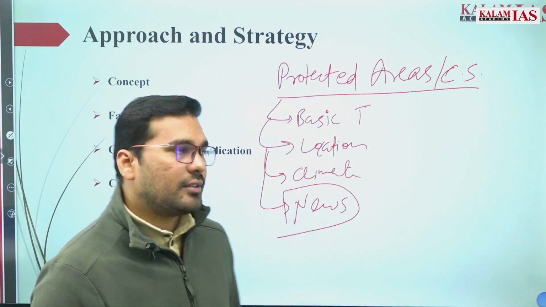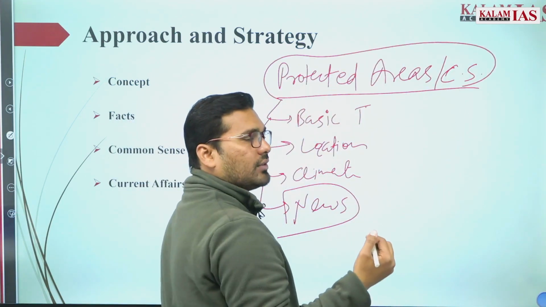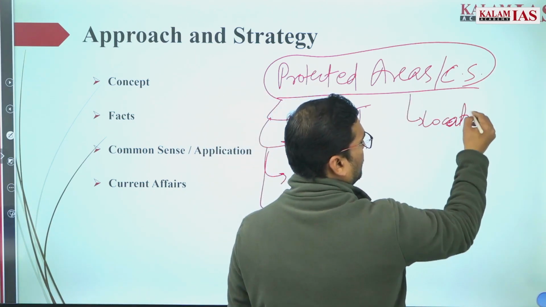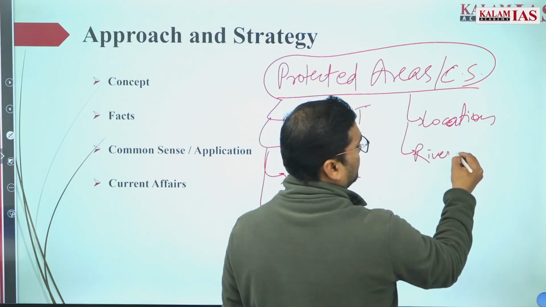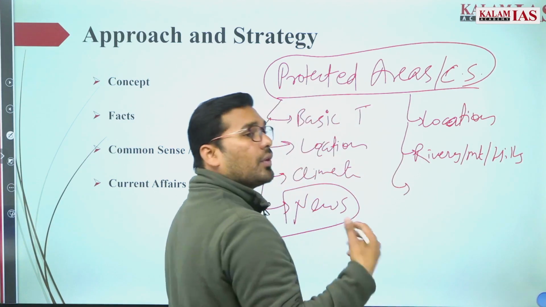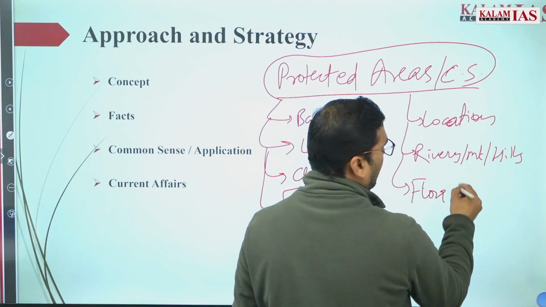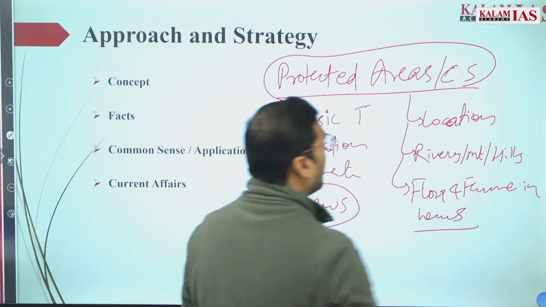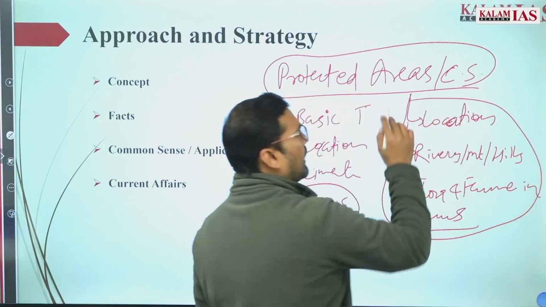But I would suggest how to approach these protected areas. While you are studying it, try to know their location, the state and district in which they are. Then if there are some important rivers or mountains or hills in that region, then the most famous species, flora and fauna which are in the news. Okay. So these are some approaches if you are able to know these things about the conservation sites.